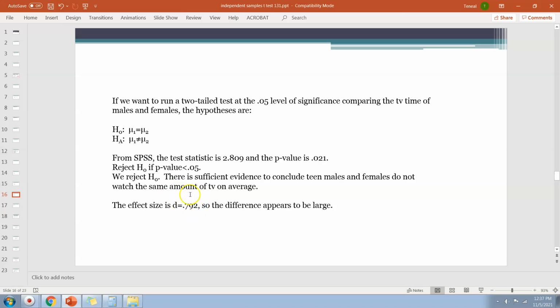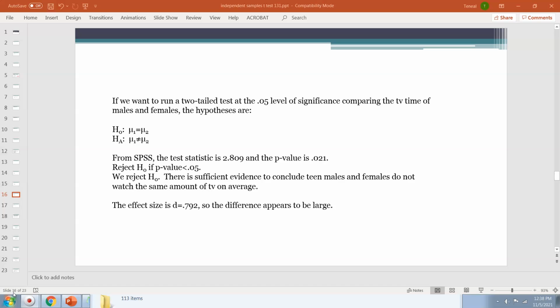So that's 0.792, which is in that large range. 0.2, 0.5, and 0.8 was considered large. So 0.792 is pretty close to large. So we are able to conclude that there is a difference in the means, and it looks like it's a large difference in the means.